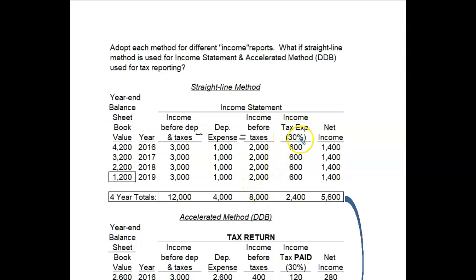And then assuming a 30% tax rate, which no longer exists that high, but back in the day when we did have 30%, income tax expense would be $600, and the core income before taxes minus income tax expense gives us our net income. And that's what this would look like. So a company might choose to use straight line for their income statement, and it would look like this.